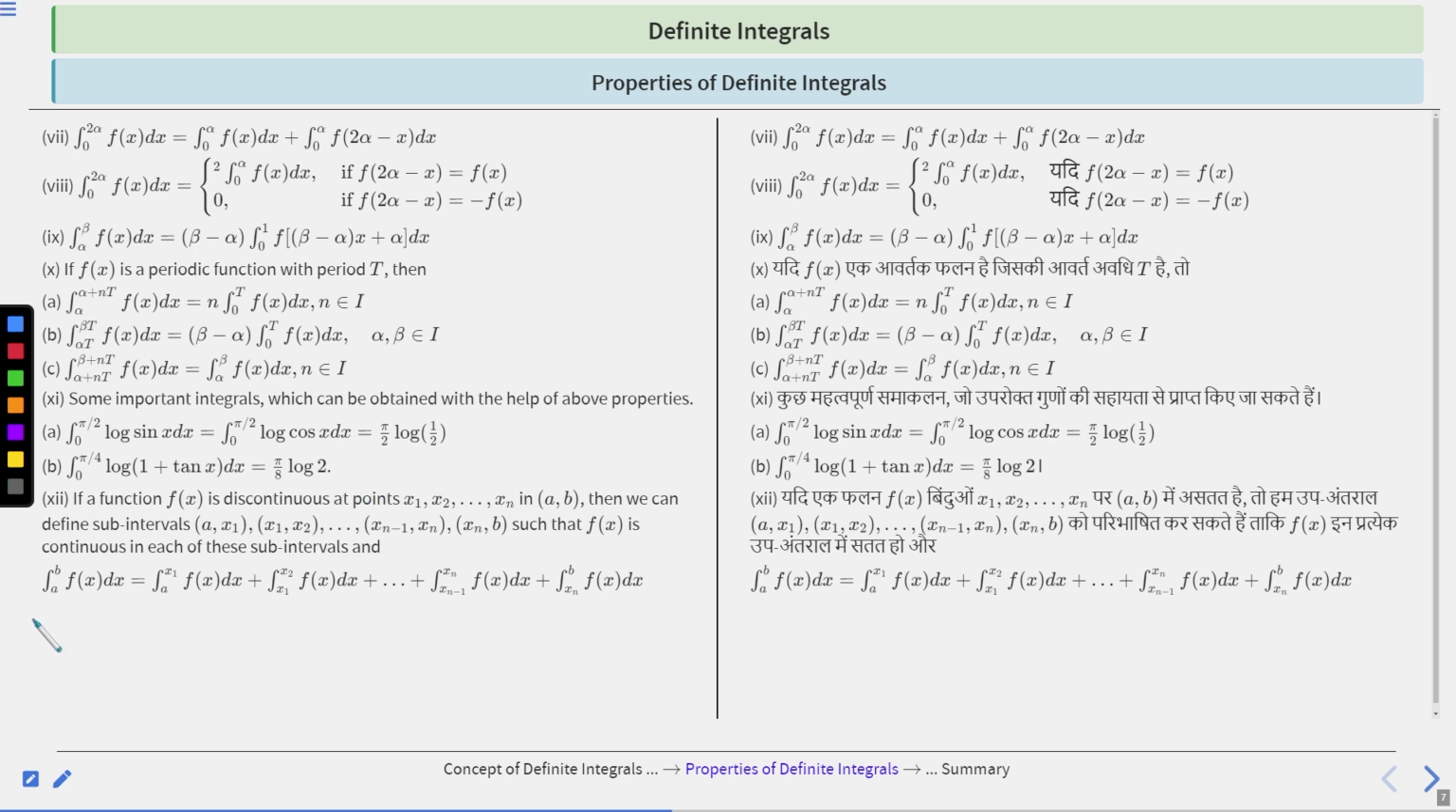Next one is, if a function f(x) is discontinuous at points x1, x2, till xn in a to b, then we can define subintervals a, x1, x2, till xn minus 1, xn, b such that f(x) is continuous in each of these subintervals, and integration of a to b f(x) dx is equal to integration of a to x1 f(x) dx plus integration of x1 to x2 f(x) dx, till integration of xn minus 1 to xn f(x) dx plus integration from xn to b f(x) dx. You have to remember this.